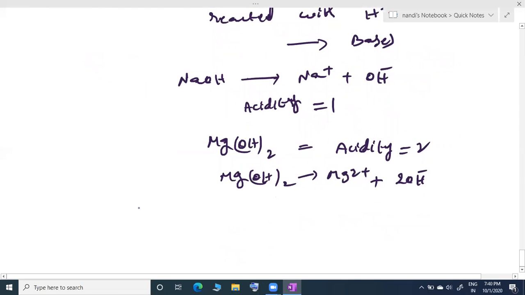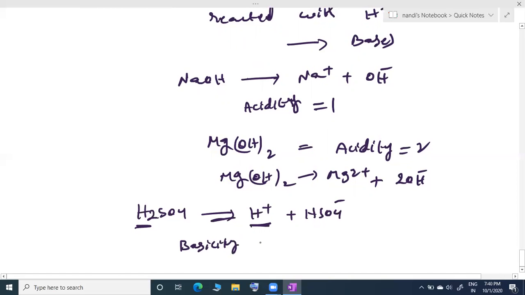For example, here H2SO4 is there. It releases here only one H plus ion plus HSO4 minus. Here basicity is one only because it releases only one H plus ion. Even though it has two, how many it releases is what is important for us. So even though they have two, you have to choose only one. In the question, the definition is very clear: how many H plus ions it releases, that we call basicity.